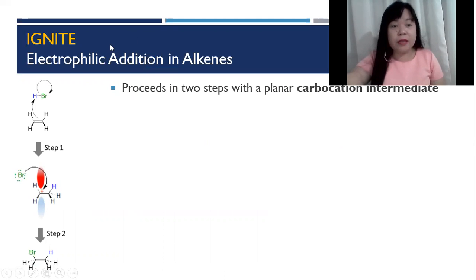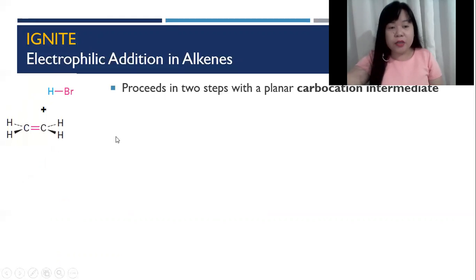Let's proceed to the main topic, which is electrophilic addition. So this reaction proceeds in two steps with a planar carbocation intermediate. So this illustration is found in your module. As you can see, in simple inspection, it proceeds in two steps. And also notice that the reaction mechanism is drawn in a very straightforward manner. It hasn't been broken apart into two separate steps, but rather it looks like a flow chart from start to finish. So we're going to break this apart into its component steps.